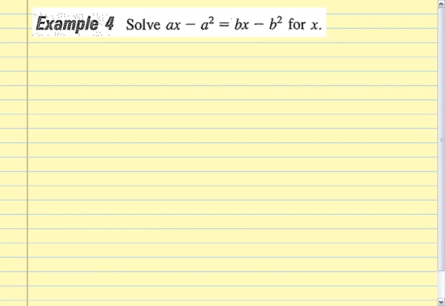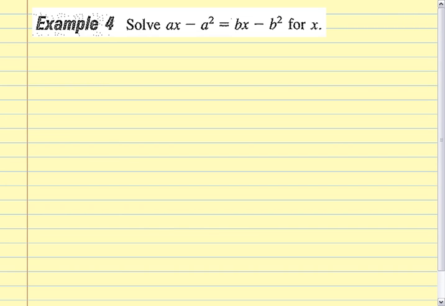Okay, folks, example 4: ax minus a squared equals bx minus b squared, solve for x. You have to solve it for x. What's the first thing that I need to do? Well, let me write it up here. This one's a little bit different.